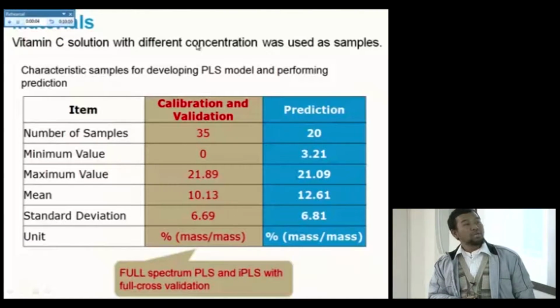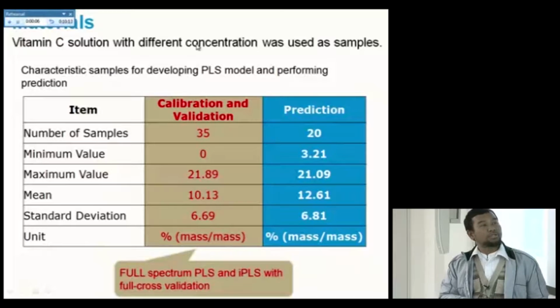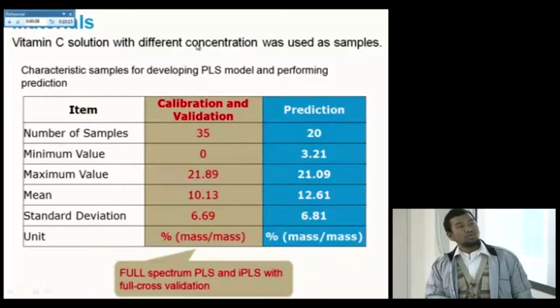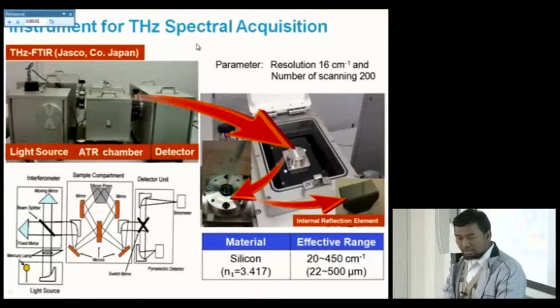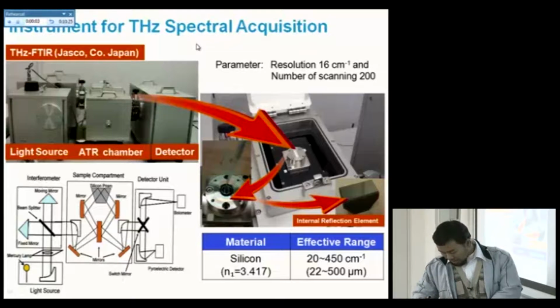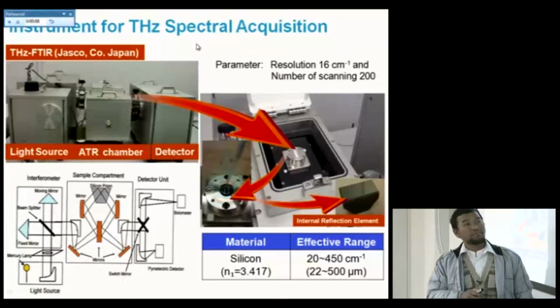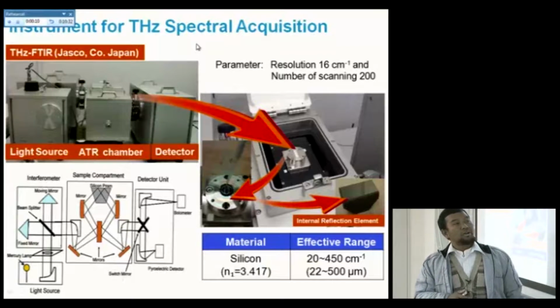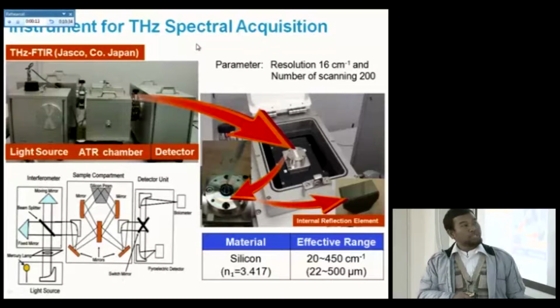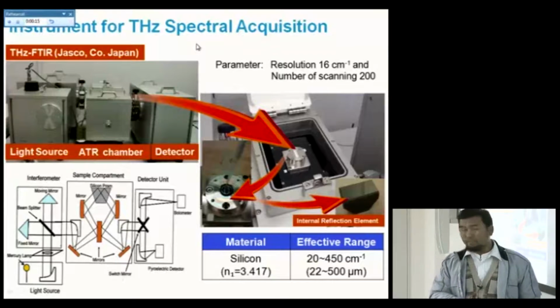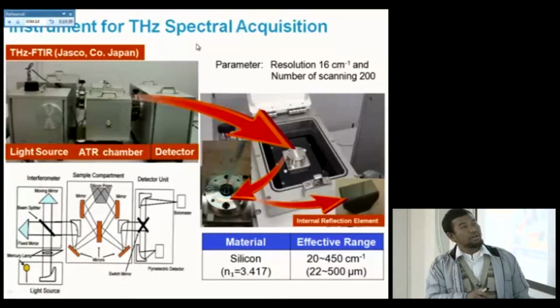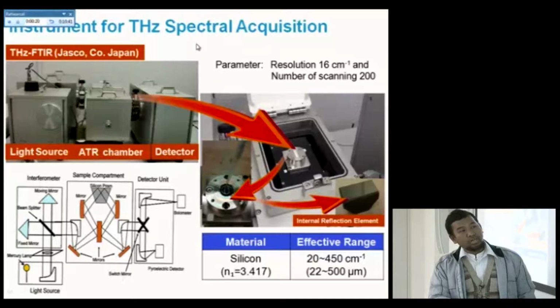In this study, we used 35 samples of calibration and validation, and we provide 20 samples for prediction of vitamin C with different concentrations. And this is the implementation for our terahertz spectral acquisition. So this system works based on a Fourier transform infrared spectrometer with a special light source made from a high pressure mercury lamp here. And this is the ATR chamber with the ATR unit inside here. And then this is the detector.